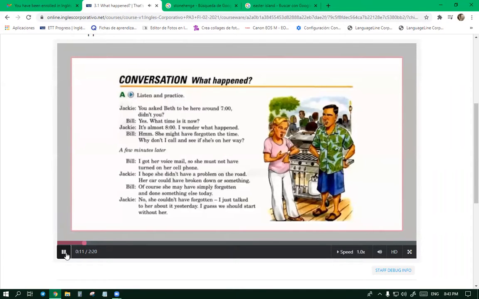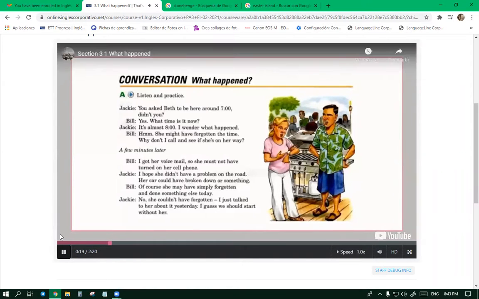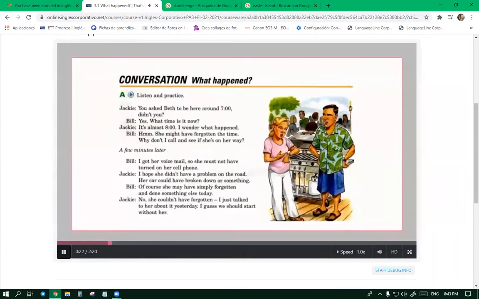You asked Beth to be here around 7 o'clock, didn't you? Yes. What time is it now? It's almost 8. I wonder what happened. She might have forgotten the time. Why don't I call and see if she's on her way? I got her voicemail, so she must not have turned on her cell phone. I hope she didn't have a problem on the road. Her car could have broken down or something. Of course, she may have simply forgotten and done something else today. No, she couldn't have forgotten. I just talked to her about it yesterday. I guess we should start without her.